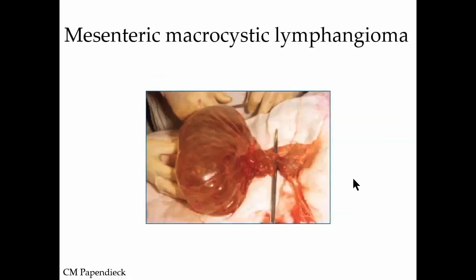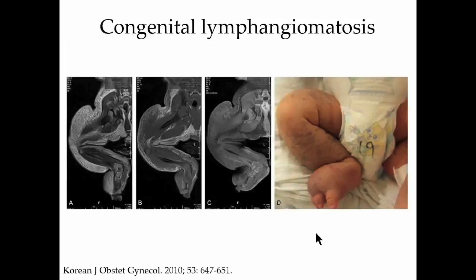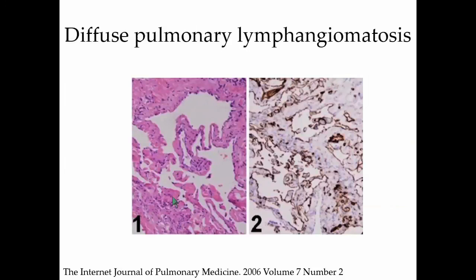So here's an example of a macrocystic lymphangioma from the mesentery, just to show you not only what this might look like, but actually the rather enormous size that these can attain. And this is an example of congenital lymphangiomatosis that is more diffuse, and you can see the effect on the skin itself and the subcutaneous tissues based upon the abnormal lymphatic drainage that is going to be occurring in this limb.